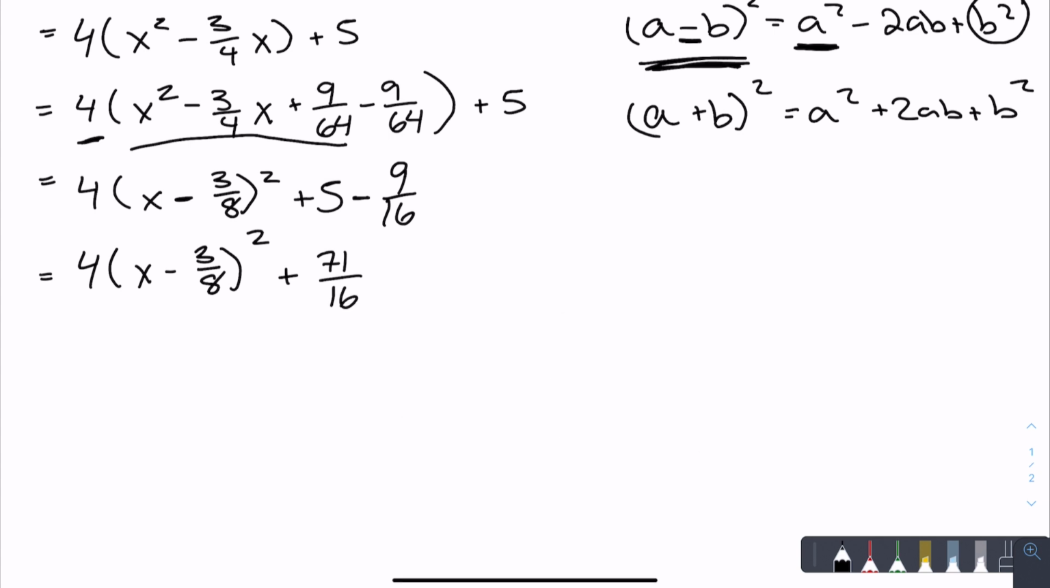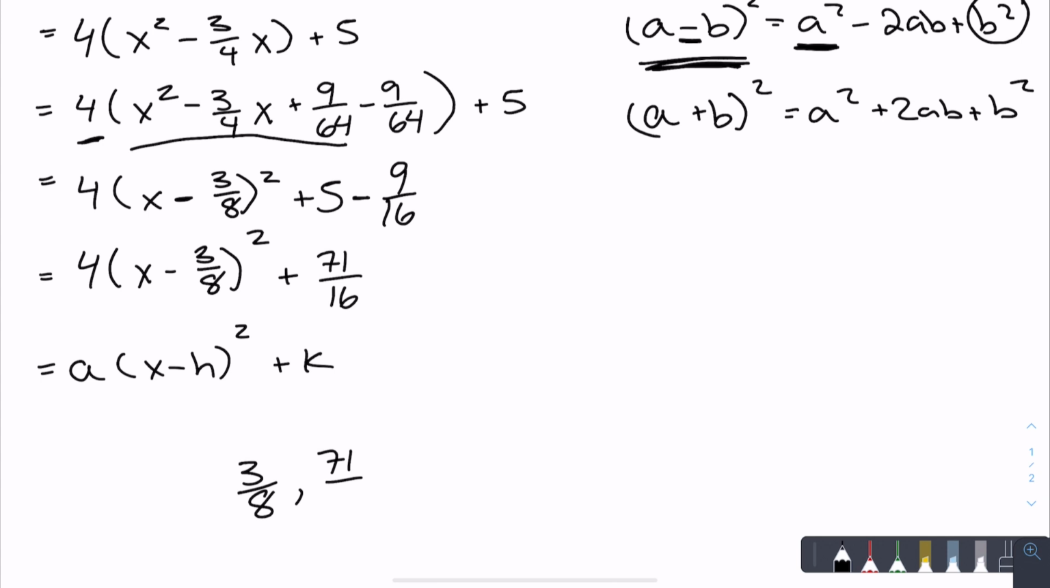And your vertex is always negative h comma k. So vertex form is written like this. So that means this right here is our h. So our negative h would be the opposite of that, so 3 over 8. And our k would be this right here, so 71 over 16. And that would be our vertex. And this would be a minimum because our a is positive, which means our parabola opens up. So our vertex here would be this point.